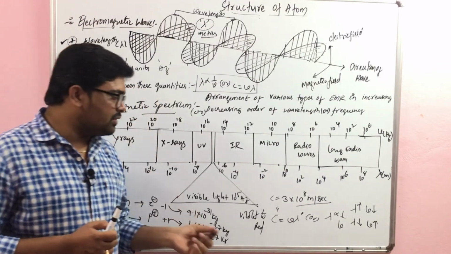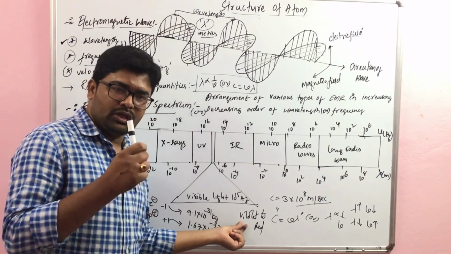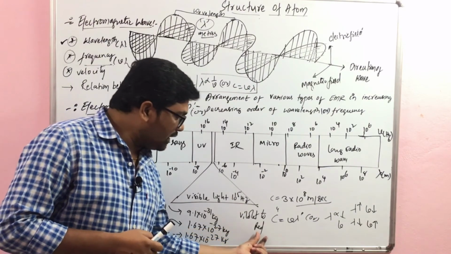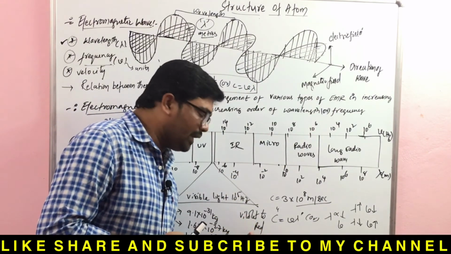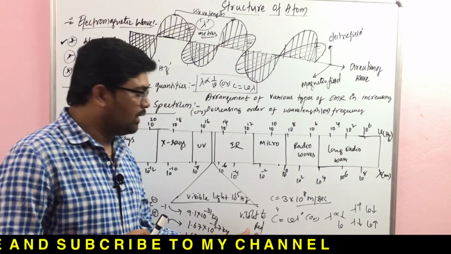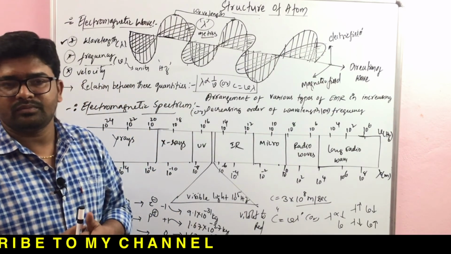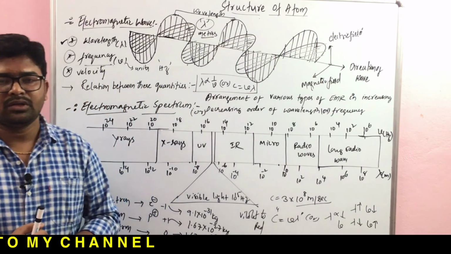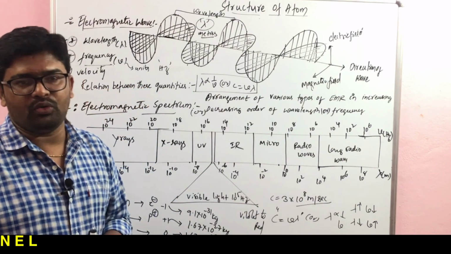In our visible spectrum, violet light has a smaller wavelength and red light has a longer wavelength, that is 400 nanometers for violet light and 750 nanometers for red light. Is it clear for everyone, children? So this is what we have about the electromagnetic spectrum and the visible spectrum.